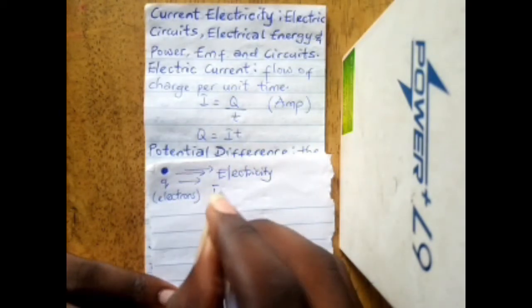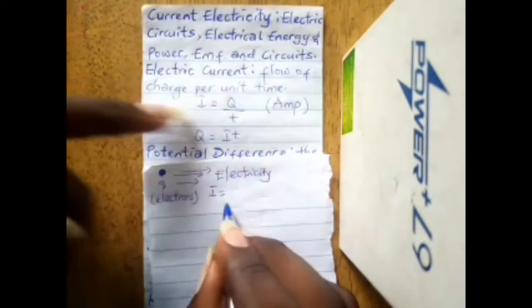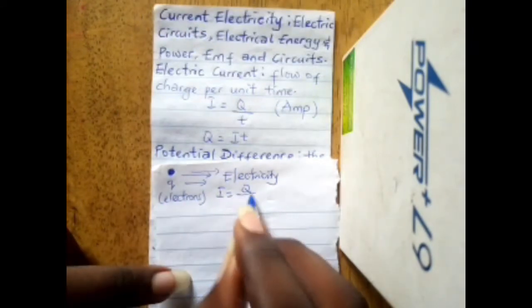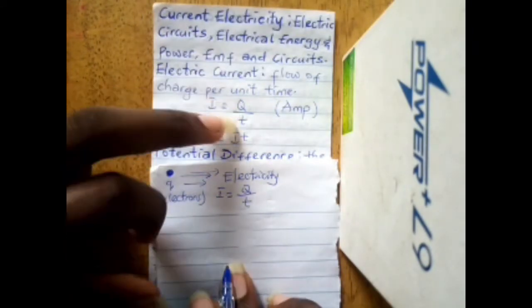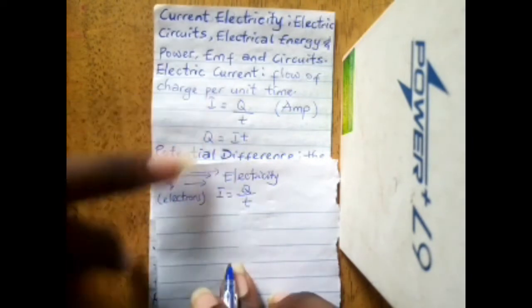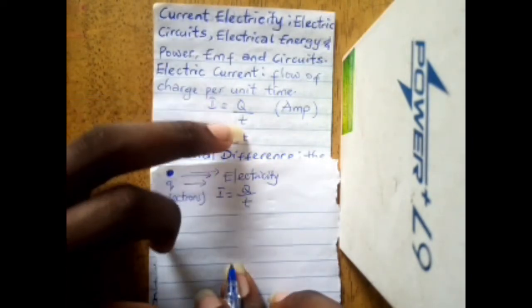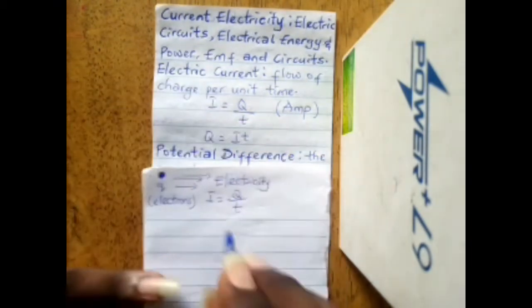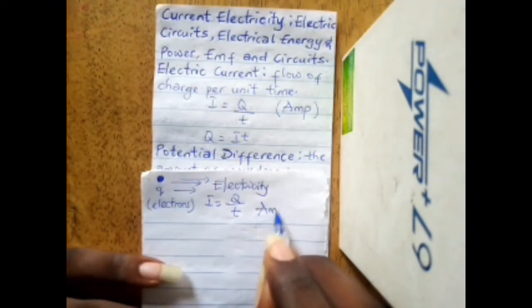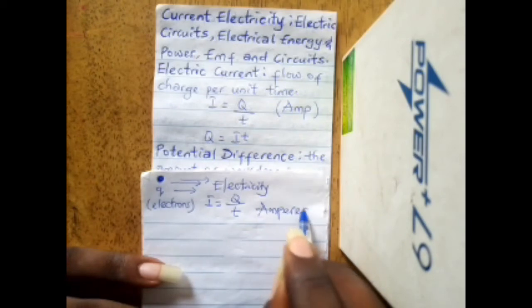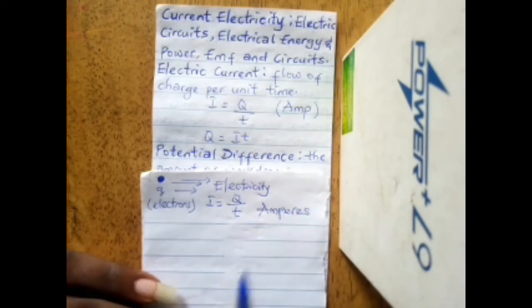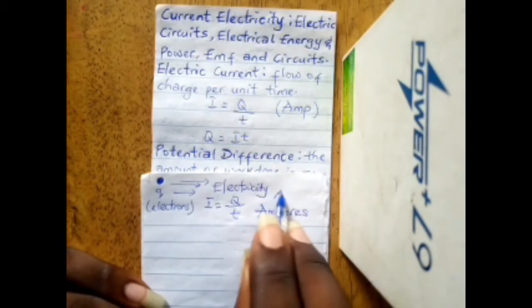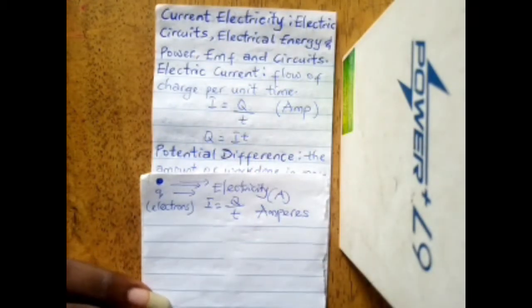Like I said, electric current refers to the flow of charge per unit time, that's charge, electrons, per unit time. That's charge over time. So our charge is equal to the current times the time. The unit for electric current is amperes, short form amp, or we can use just the capital letter A.